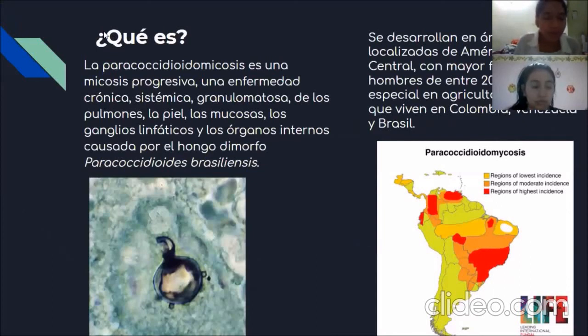So what is it? Paracoccidioidomycosis is a progressive mycosis, a chronic systemic granulomatous disease of the lungs, skin, mucous membrane, lymph nodes, and internal organs, caused by the dimorphic fungus Paracoccidioides brasiliensis. It develops in localized areas of South and Central America, most frequently in men between 20 and 50 years old, especially in coffee farmers who live in Colombia, Venezuela, and Brazil. 80% of cases are in Brazil, followed by Venezuela and Colombia.